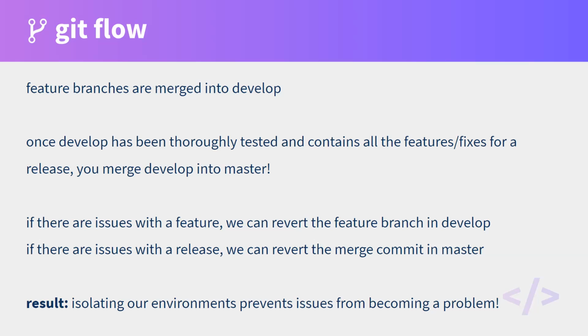So Git flow essentially allows you to manage your environments really well. As a result, isolating our environments prevents issues from becoming a problem. And since there's production versus staging, feature branches can be integrated in develop, and then when it's merged into master, it's facing the users, right? Cool.